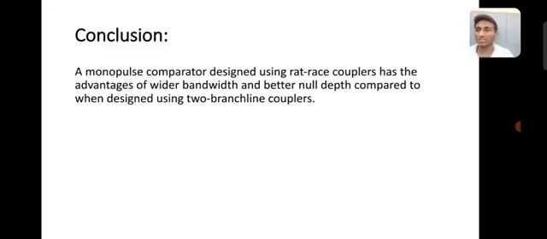So coming to the conclusion, a monopulse comparator designed using rat race couplers has the advantages of wider bandwidth and better null depth compared to when using two branch line couplers. So finally, rat race couplers are more efficient and used more widely than two branch line couplers because they have the advantage of wider bandwidth and better null depth compared to the branch line coupler.